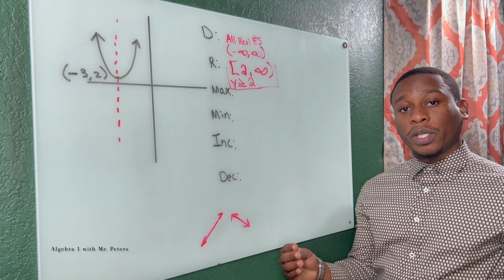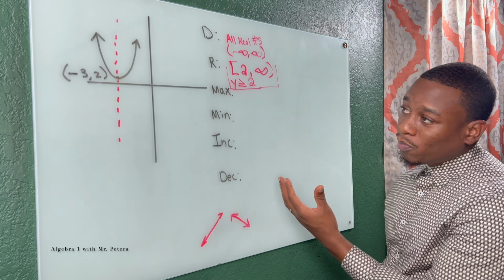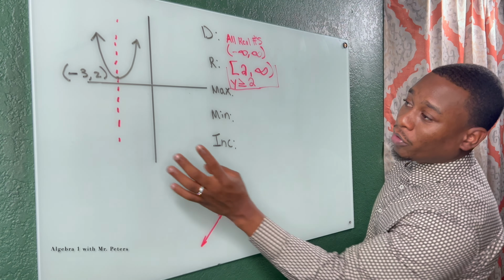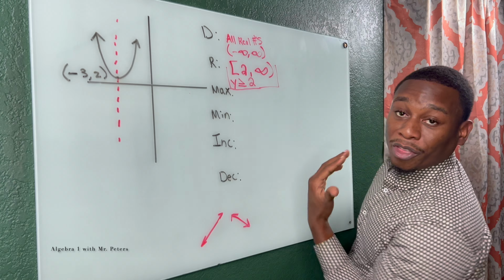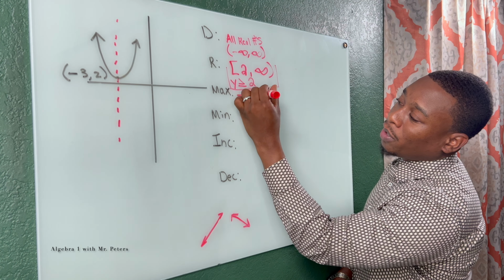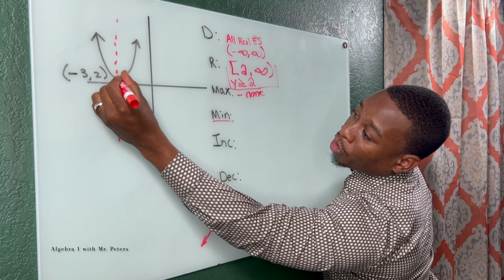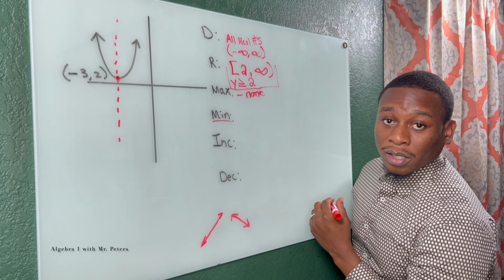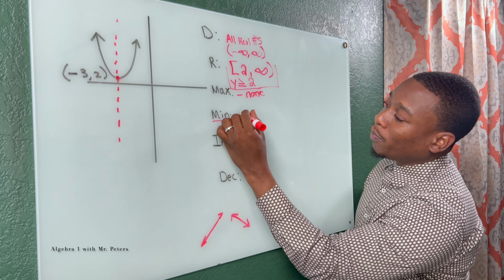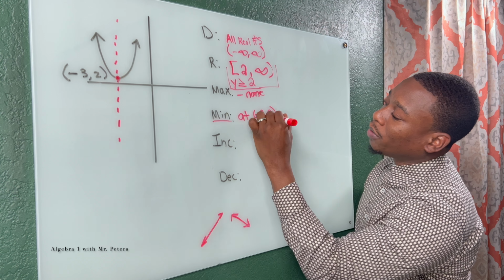Now, another thing we need to know is the maximums and minimums of the graph. A maximum is just a high point, but if the graph is trending up, there is no high point. So we do not have a maximum, but we do have a minimum, a low point of the graph, which would be my vertex. So my minimum for this graph would be at -3, 2.